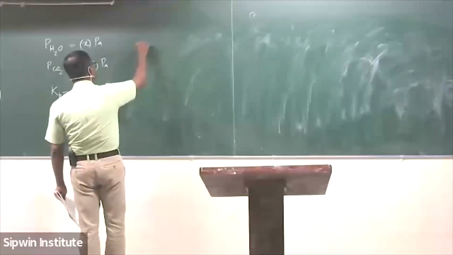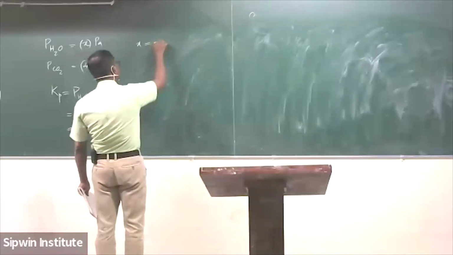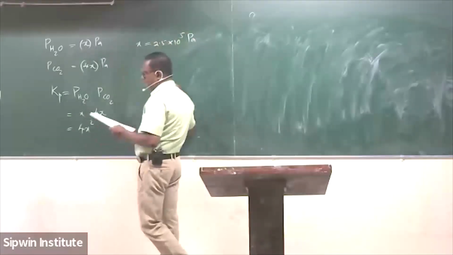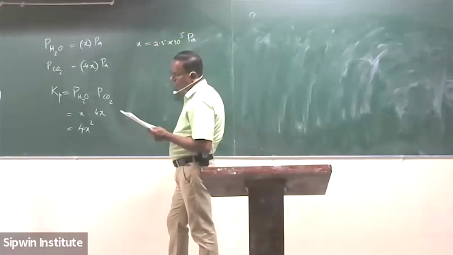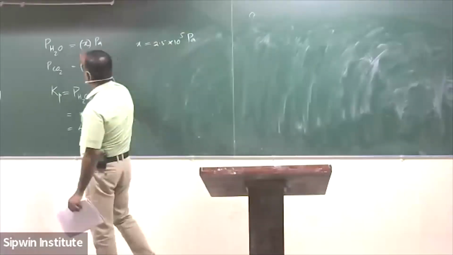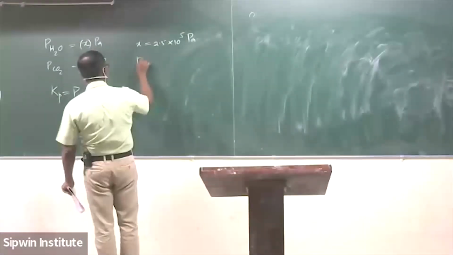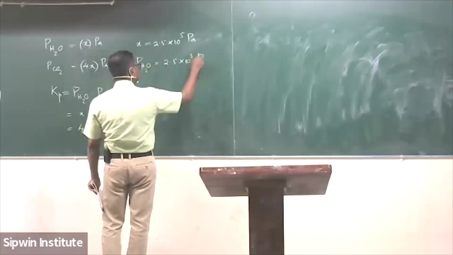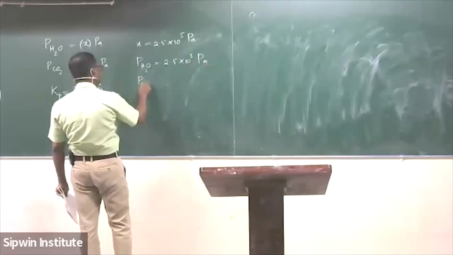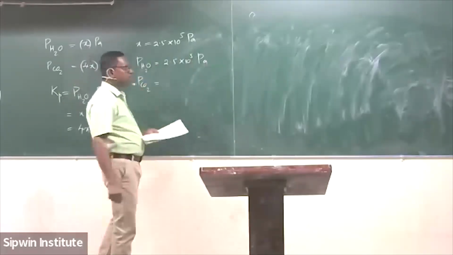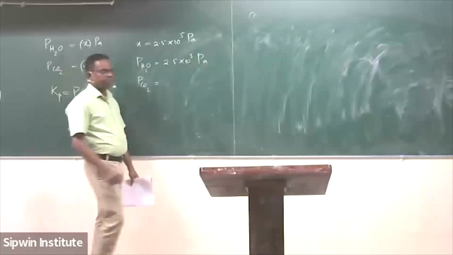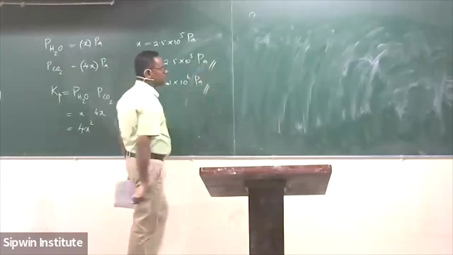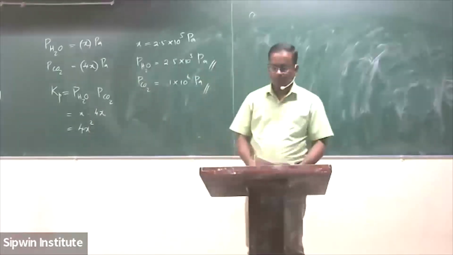x equals 2.5 10 to the power 5 Pascal. So the partial pressure of H2O is x, which you write as 2.5 10 to the power 5 Pascal. The partial pressure of carbon dioxide is 4 times this, which is 1 into 10 to the power 6 Pascal. These are the answers, right?